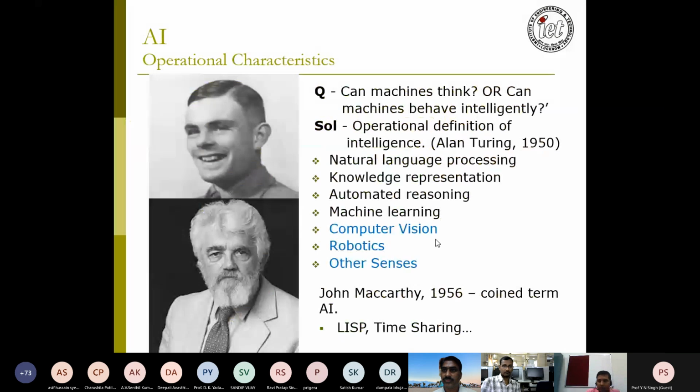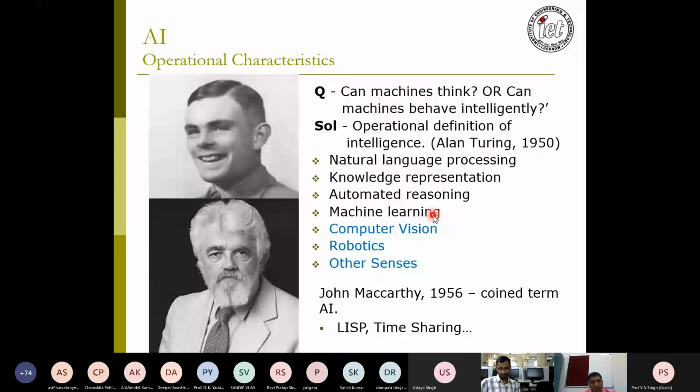So what I'm telling about are the operational characteristics of an intelligent machine: the ability to communicate like a human being, that is natural language processing. The next is the ability to store information, that is knowledge representation. Automated reasoning: whether the machine is able to use that knowledge and reason over it. This is another characteristic, so that you can say, yes, of course, the machine is acting like us. Then machine learning is the ability of the machine to take decisions based on what it has learned or been trained on.